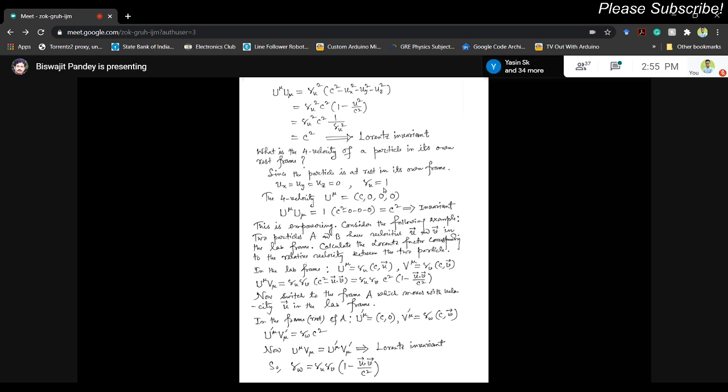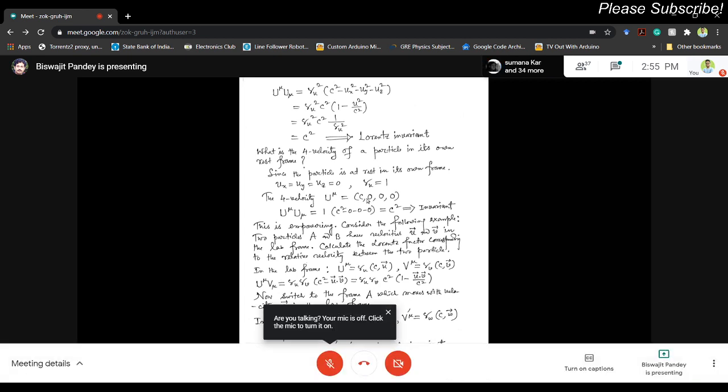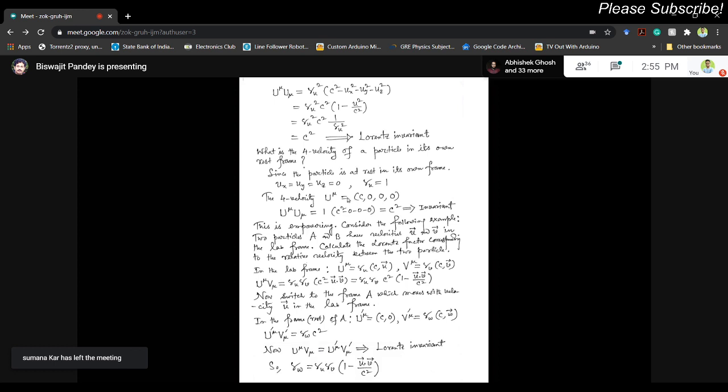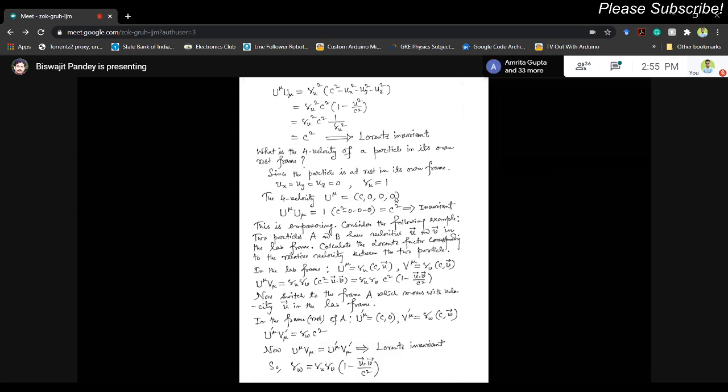It will be gamma, which is 1, and then c, and all three space components are 0, so 0, 0, 0. So this is the expression for four-velocity of a particle in its own rest frame. Gamma is 1, c is the time component, and the three space components are 0. Now calculate u mu in this frame.